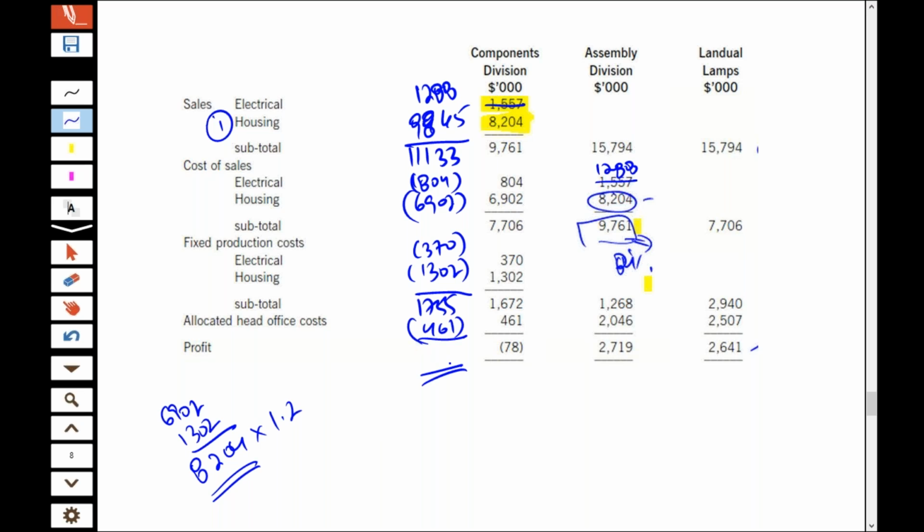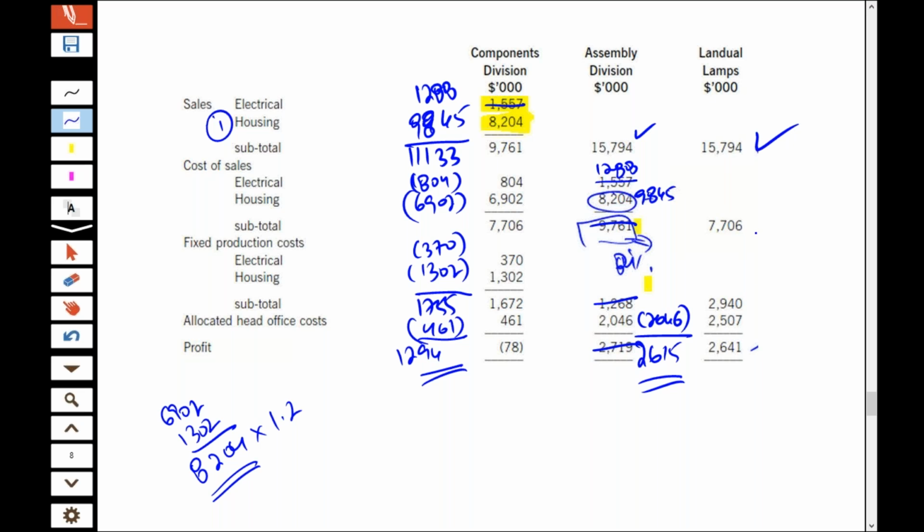So hence, resultingly, what happens is we have got a profit of 1294. This would remain 15794, but this would become 9845. This 2046 remains the same. So resultingly the profit is going to be 15794 less 1288 less 9845 less 2046, which gives you 2615.